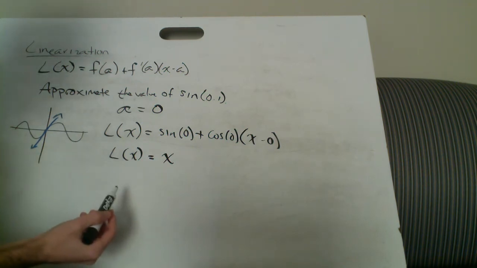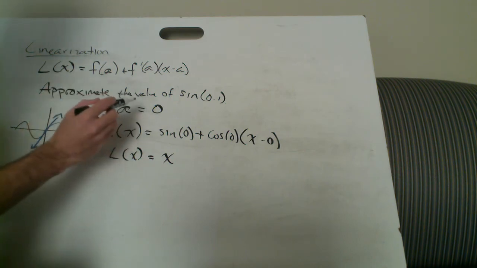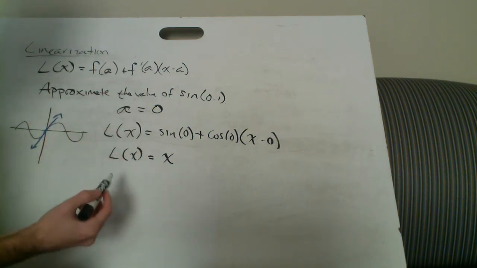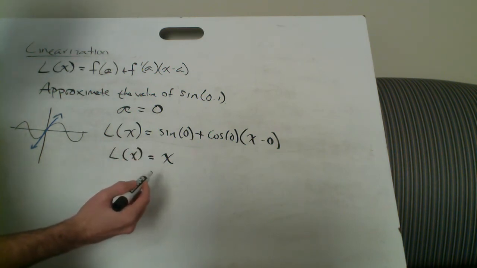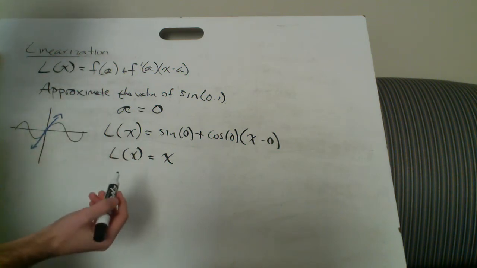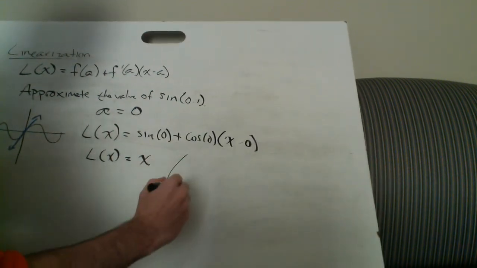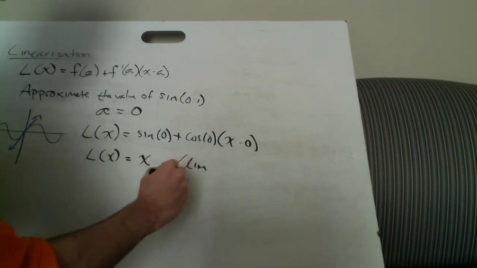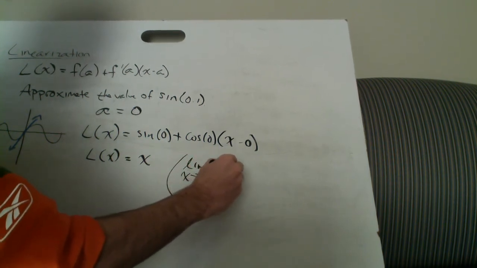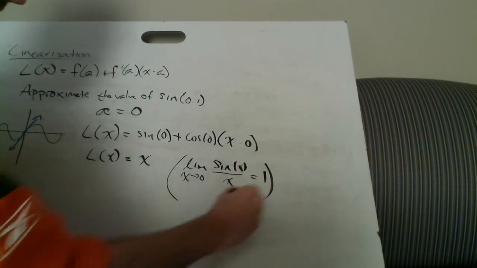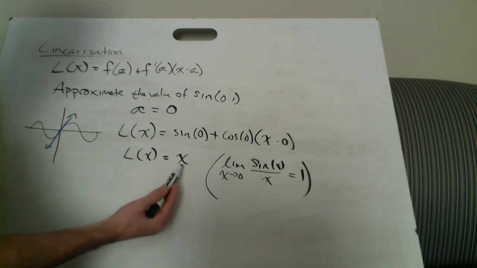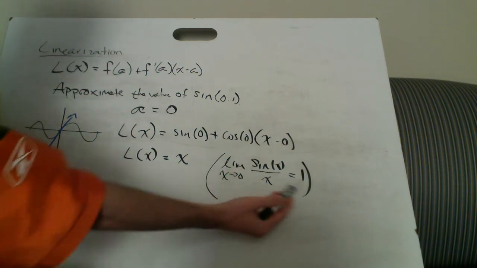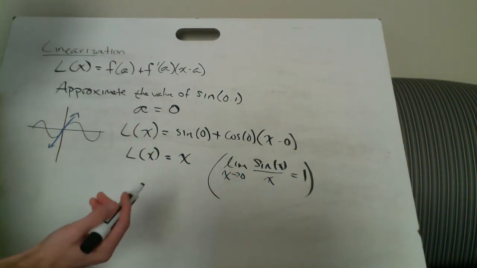What this means is that whenever we are near the point 0, sine of x looks almost identical to the line y equals x. This is really interesting, and it's related to something that we saw earlier. You might recall that the limit as x goes to 0 of sine x over x is 1, and this gives us further support for that statement, saying that sine and x look pretty much exactly the same near 0, so when you divide them near 0, you should get 1. Makes a lot of good sense.